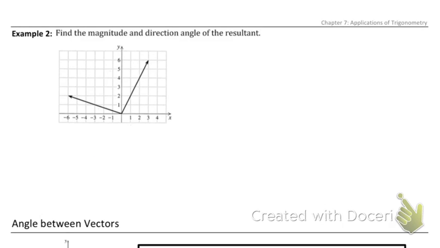Let's get on to this next one. It says find the magnitude and direction angle of the resultant. The only word we haven't learned in that whole sentence is resultant. It's a big fancy word for just add the vectors. All right, resultant just says add the vectors or the sum of your vectors.